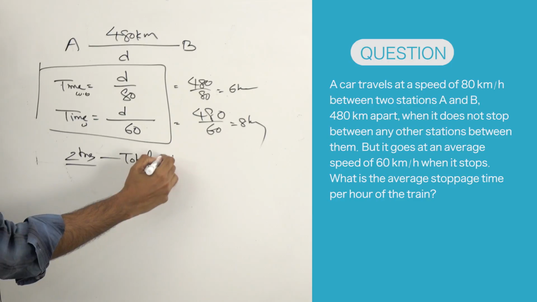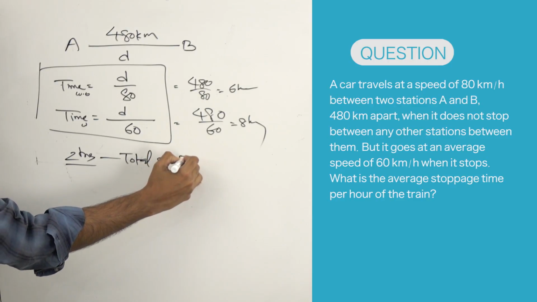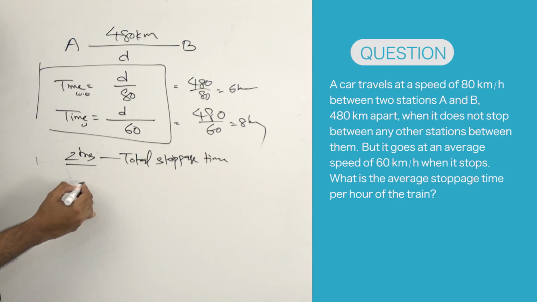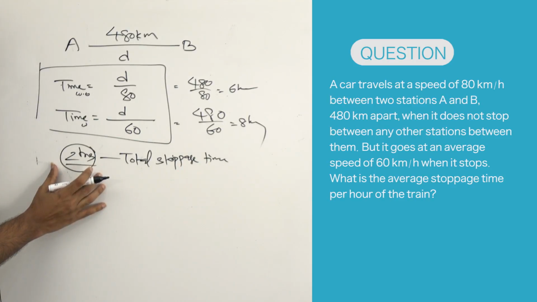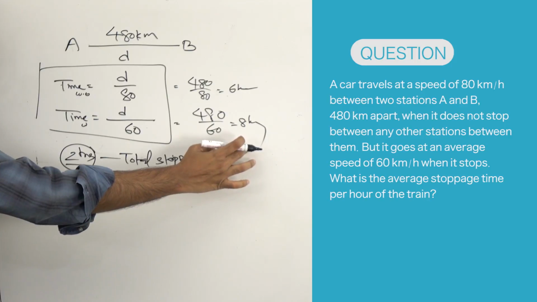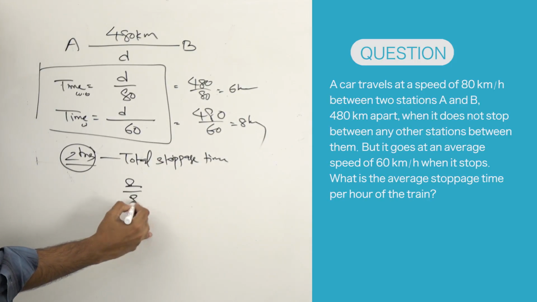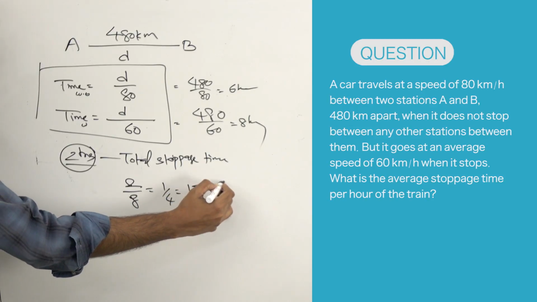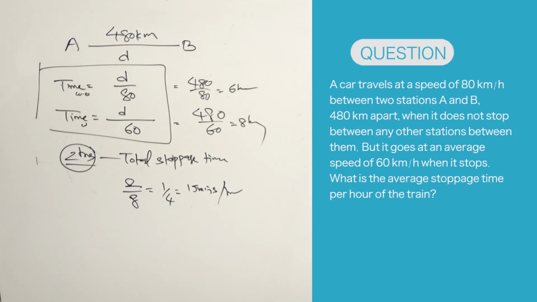I'm saying total stoppage time is 2 hours. But this 2 hours should be spread over this total 8 hours. So that's why we have to do 2 by 8, which is nothing but 1/4, that is 15 minutes per hour stoppage time. So this is how, using the traditional method also, we can find the answer.